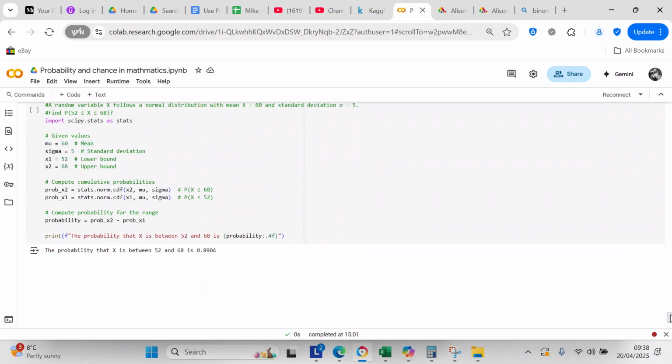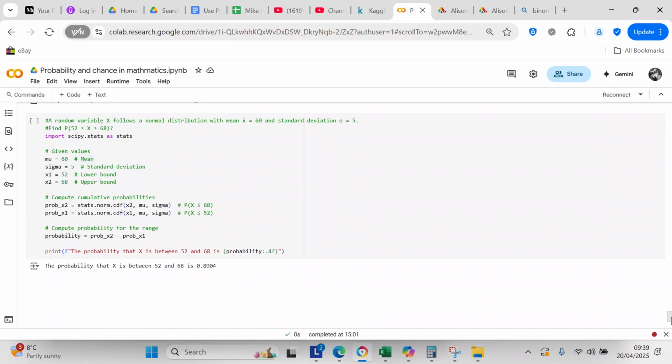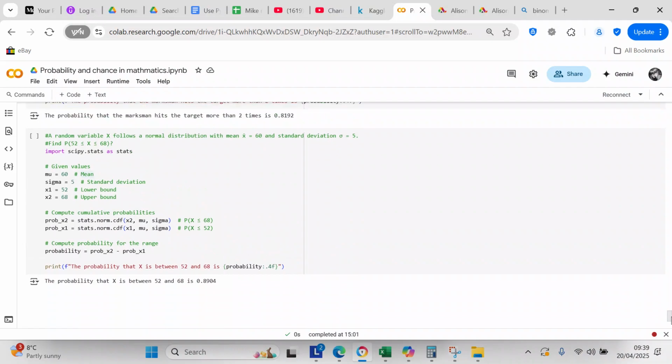So we have our last question, and I said it was around about 20 questions that I did, because some of the questions were fill in the blanks. So I only did the questions that you could compute with Python. So a random variable x follows a normal distribution with mean equals 60 and standard deviation sigma equals 5. Find P(52 <= x <= 68).